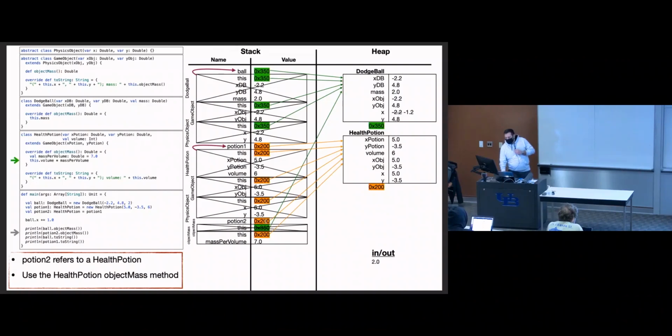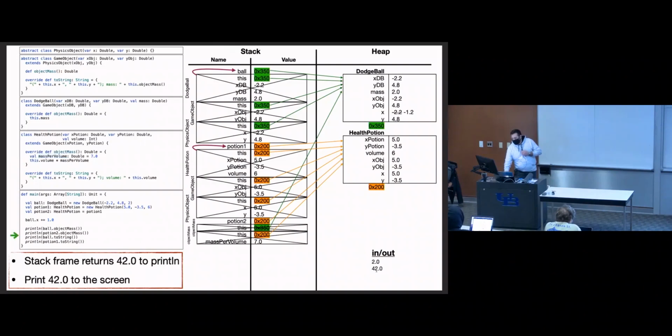Potion2.objectMass, potion2 refers to a health potion. So we're going to go to the health potion class and call this objectMass. Put mass per volume on the stack. Compute the multiplication, print 42 to the screen.